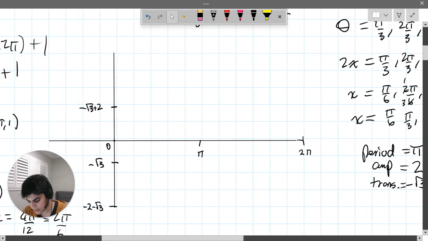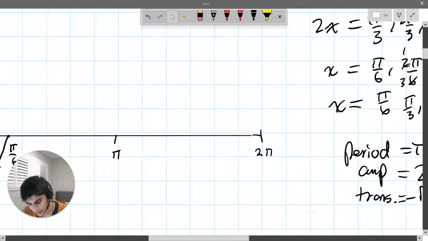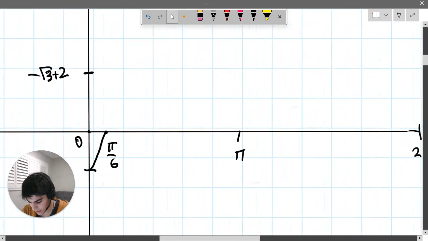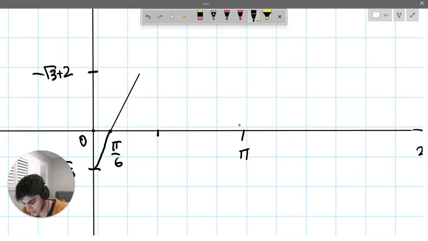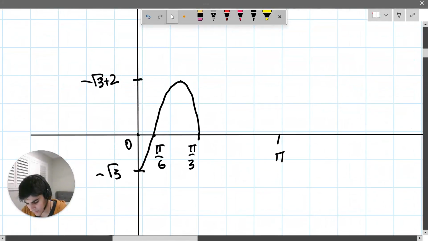Pi on 6. Okay, we start here. Our first value is pi on 6. Then our next value is pi on 3. Pi on 3 is approximately here. So let's just bring this up here. Pi on 3. Let me just write the value here.